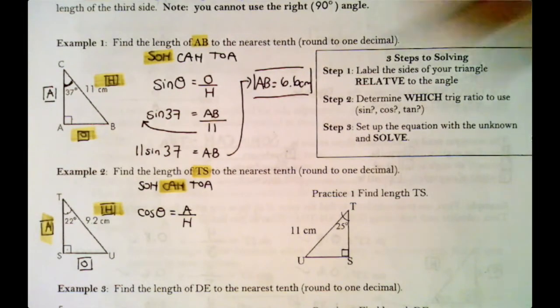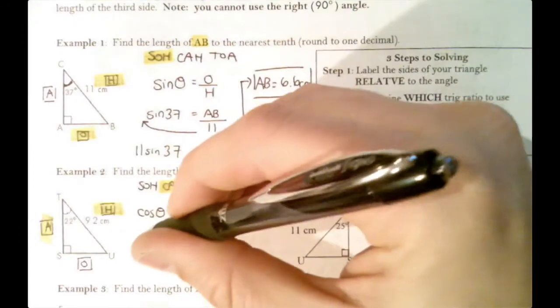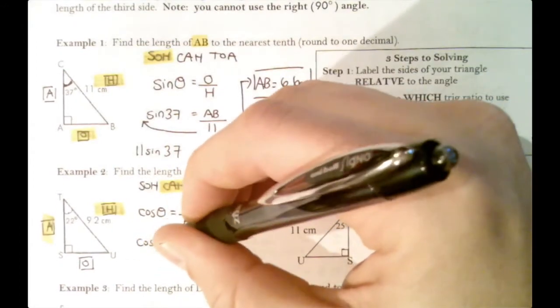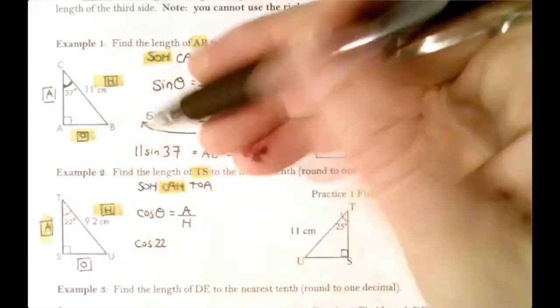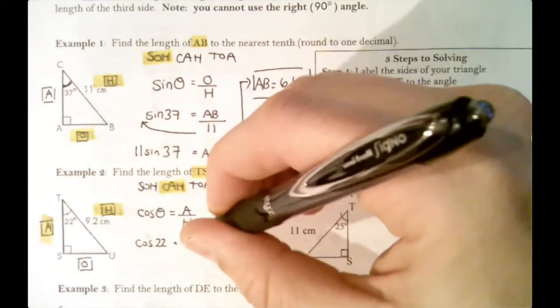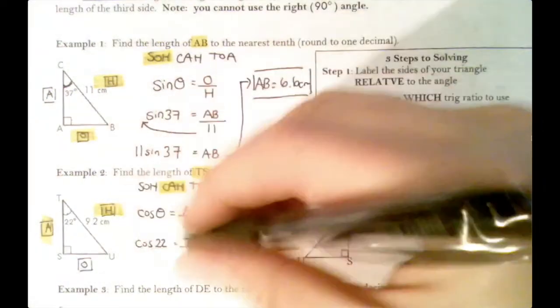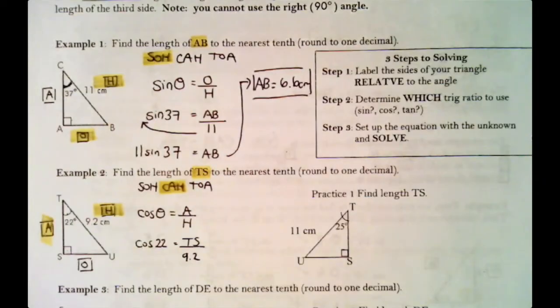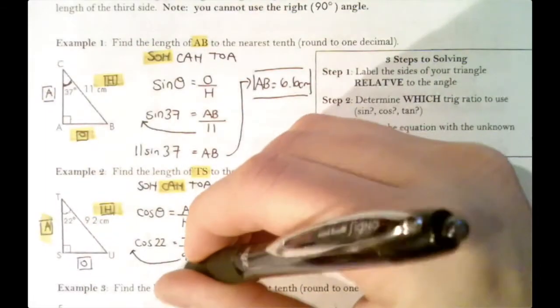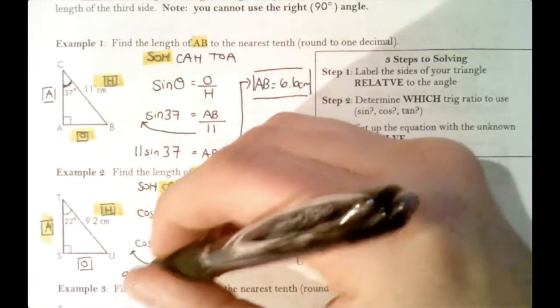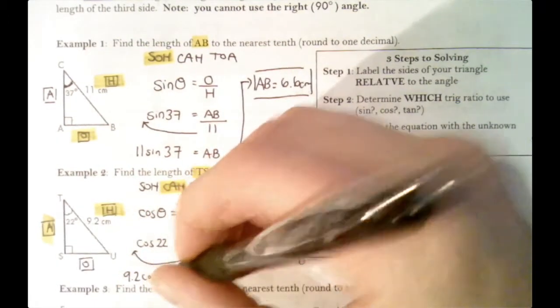Now we fill in what we know. We know the angle is 22. Side A is TS. And side H is 9.2. So now we have to do our solve step, the Drake move. Number starts on the bottom and then goes there. So we've got TS equals 9.2 cos 22.